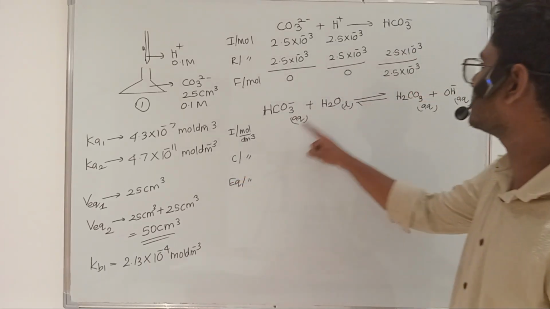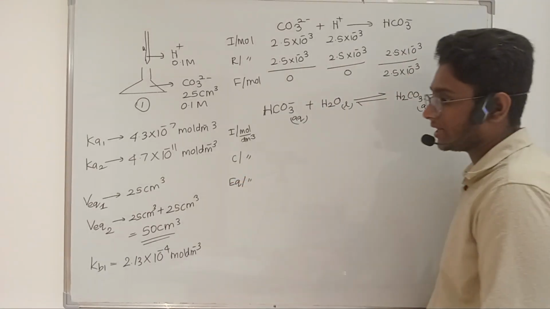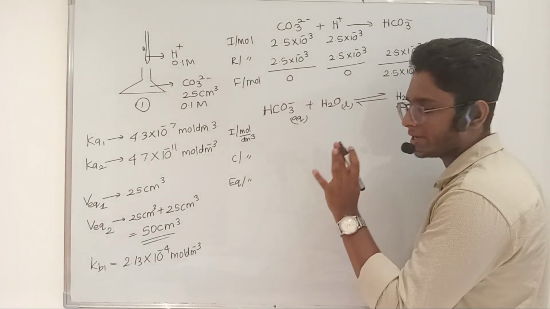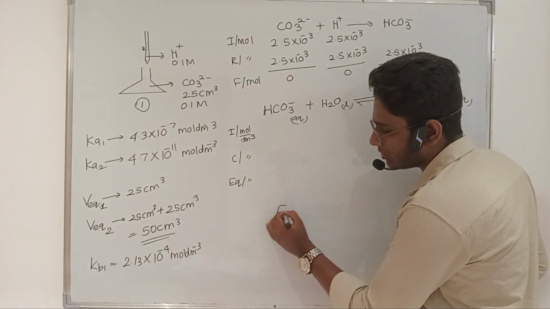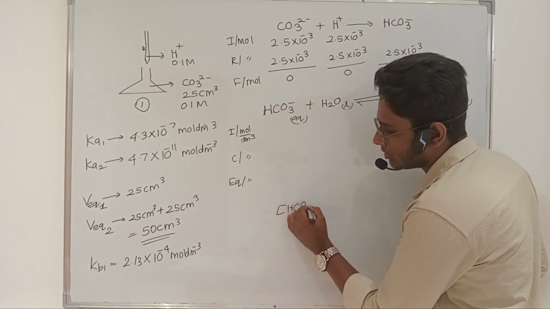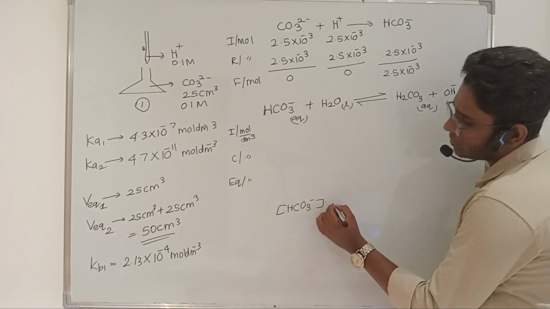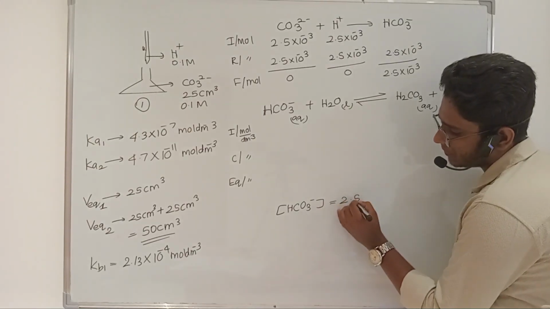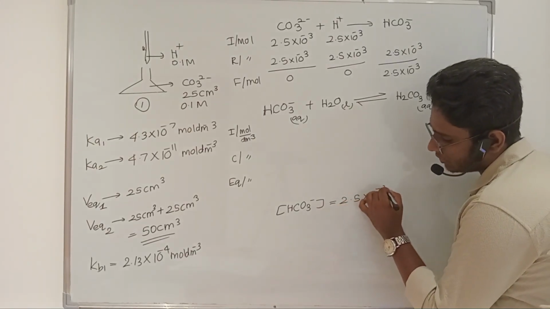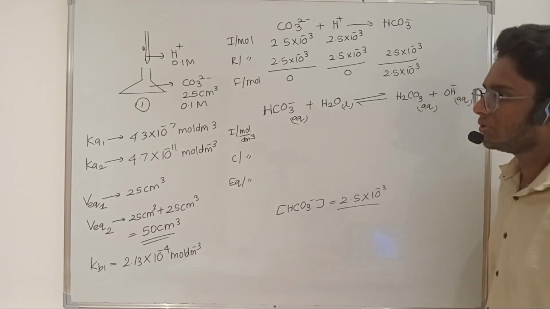So initially, what is the concentration of bicarbonate? The concentration of bicarbonate, not the moles of bicarbonate. I'll find it here separately. You have 2.5 into 10 to the power minus 3 moles of bicarbonate. That is the moles. You need the concentration. Then what do you have to do? You have to divide by the volume.